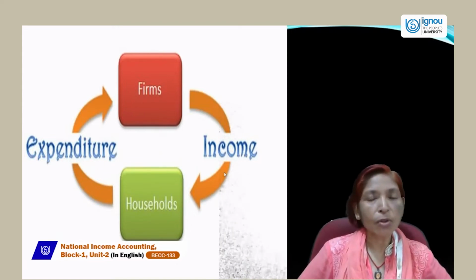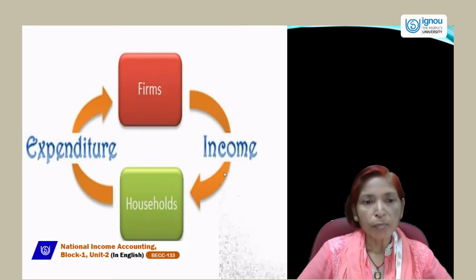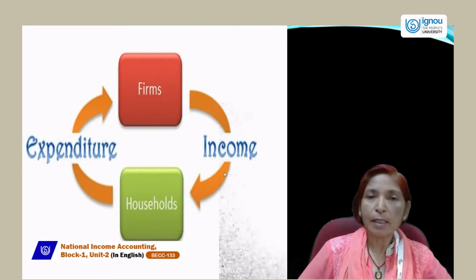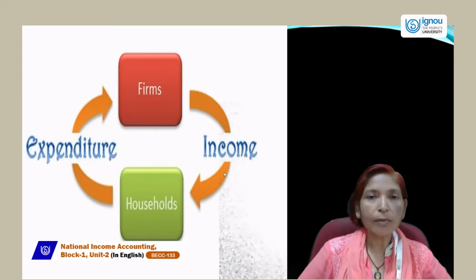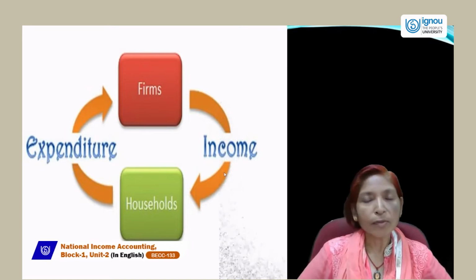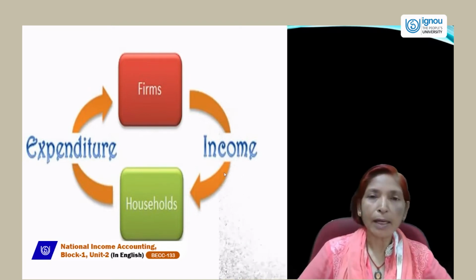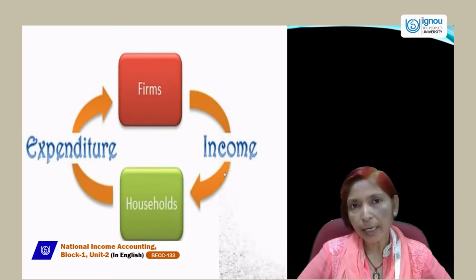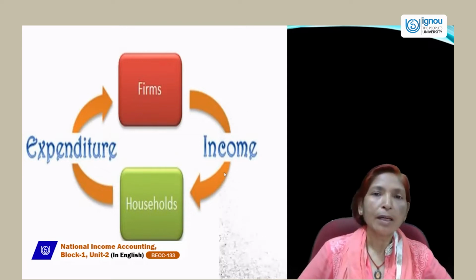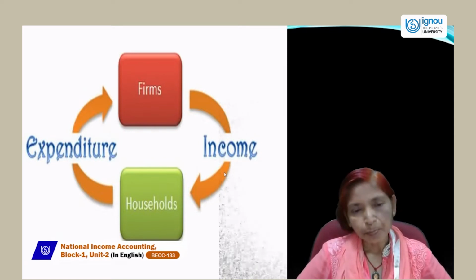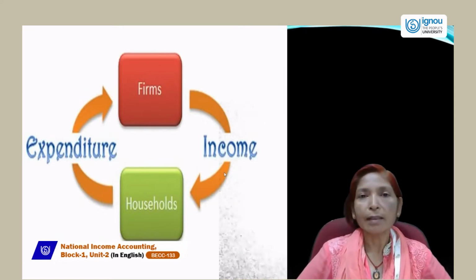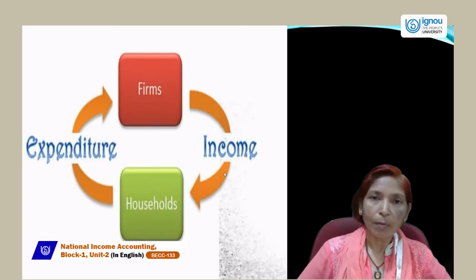Government, you know that without government interference, economic activities can't run smoothly. And rest of the world, at present, all economies are open economies. All have relationships with the rest of the world. All countries are engaged in international trade activities, doing exports and imports with the rest of the world. So at present, four sectors exist in the economy.